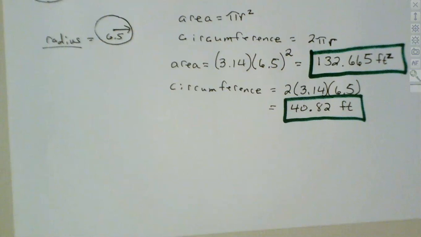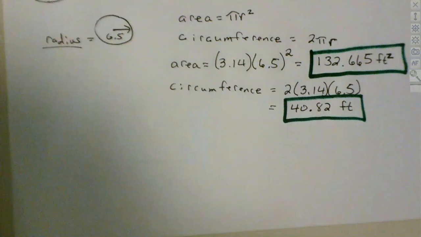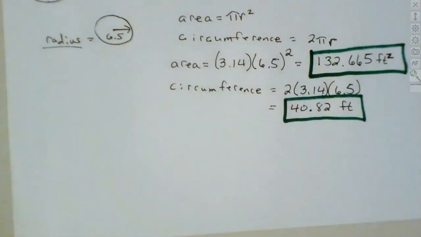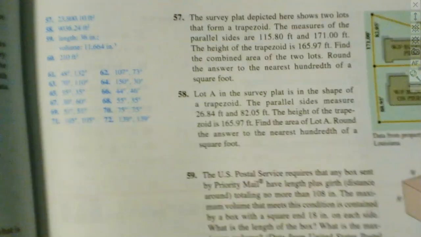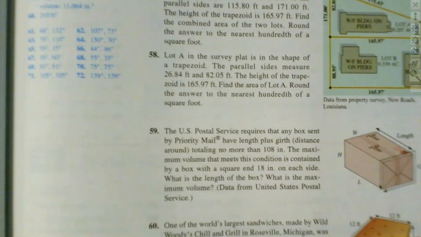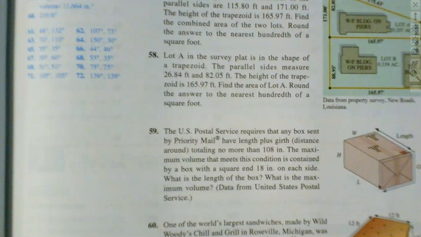I think we'll do 59 instead of 58. Okay, 58 works with a trapezoid, but I think 59 is something that is a better question for us. So we're talking about how the mail service calculates package pricing when they mail something out.